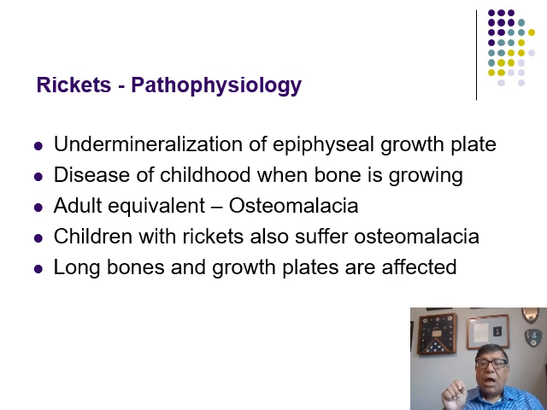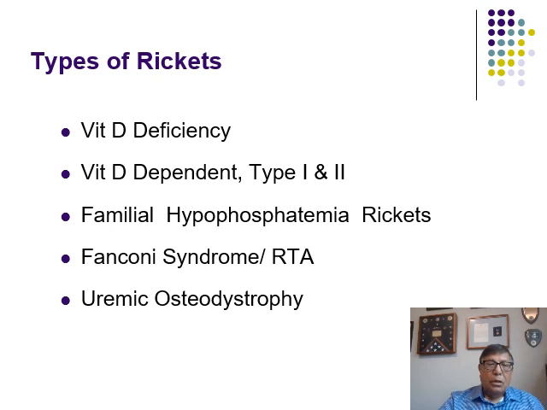It is a disease of childhood when the bone is growing, and if vitamin D deficiency occurs in an adult, it makes the bone soft, what we call osteomalacia. However, when there is vitamin D deficiency in children, there is both osteomalacia and undermineralization. So that's actually a double whammy in children. The long bones and the growth plate are affected. So for your exam, you see the vitamin D deficiency rickets.